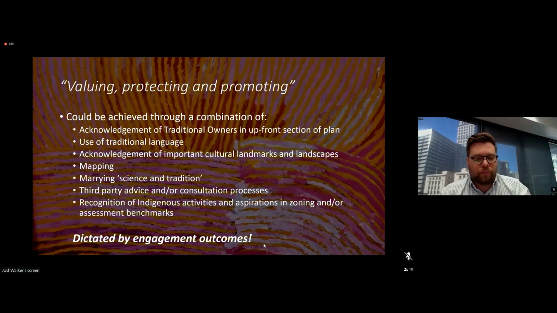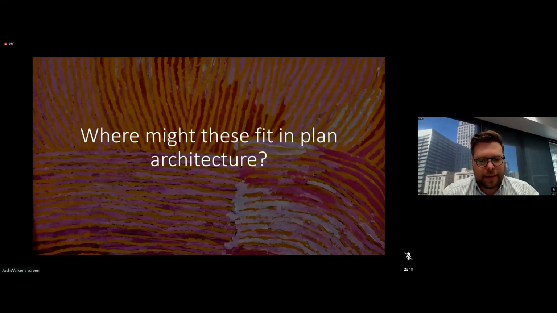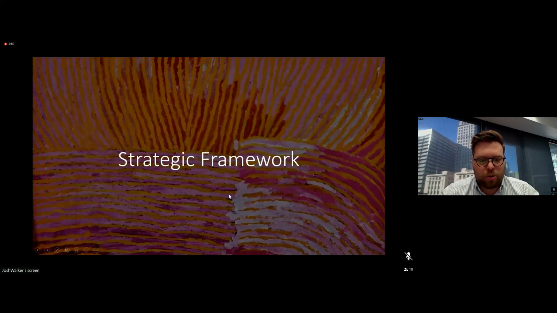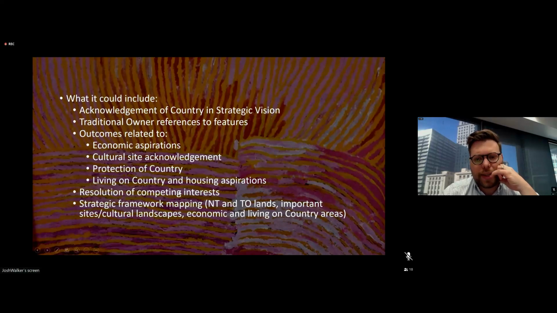So what does this mean in terms of planning scheme architecture? We'll talk a little bit about how it could be applied in the strategic framework and look at some examples too, which hopefully I've chosen ones that are known up your way. So the strategic framework could include elements like acknowledgement of country and strategic vision, as I said before, and traditional owner references to features, whether in the wording or in the mapping itself.